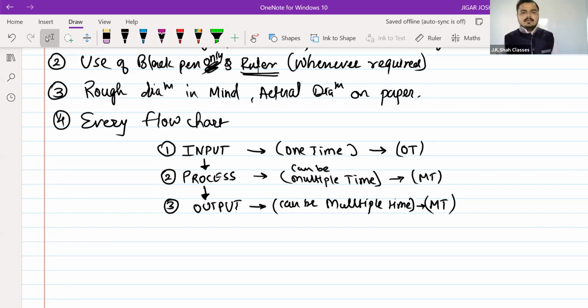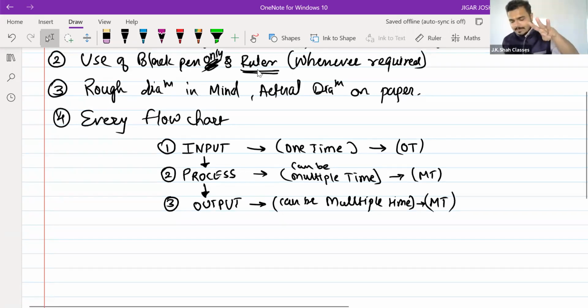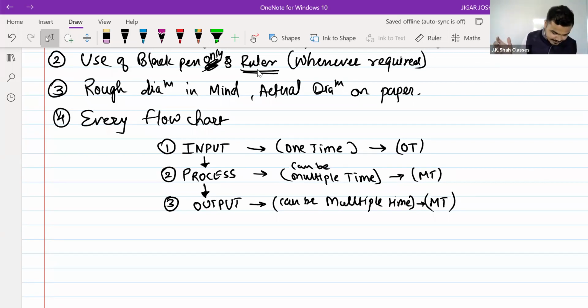So number one, sir, it's input. Number two, it's process. And number three, it's output. In one flowchart, my dear charter, always remember your input will always be once only. Input cannot be for multiple times. Understood? Yes, sir. In one single flowchart, multiple calculations can be there. So that process could be for multiple times, two times, three times.